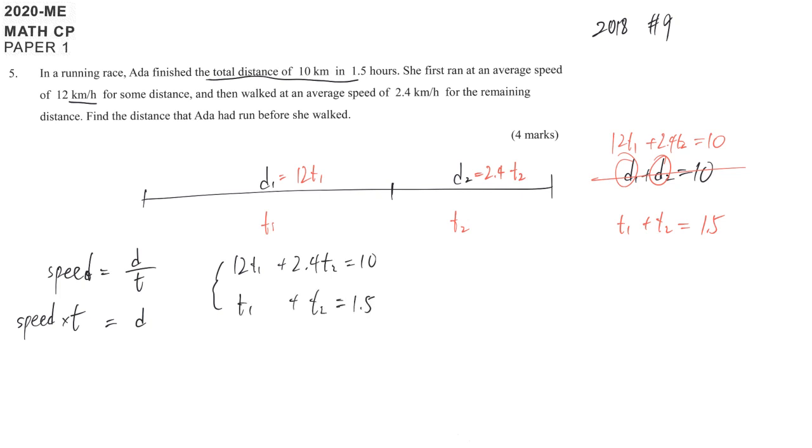To get full marks, you have to show your steps to eliminate any of the unknowns. We have to find the distance that Ada ran before she walked. So we are concerned with D1 here. To find D1, we better find T1. So our target is to eliminate T2 here. We have 2.4 T2 here, so if we have 2.4 T2 also, then we can get T1 by subtraction. So I decide to multiply by 2.4 on both sides.